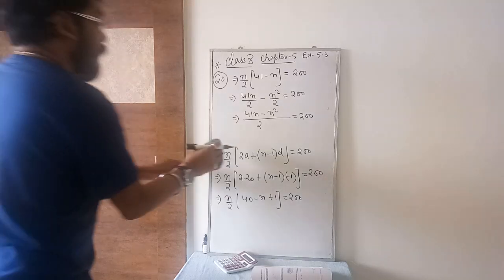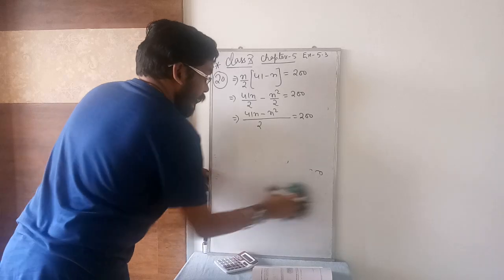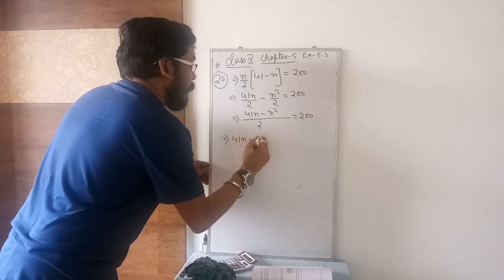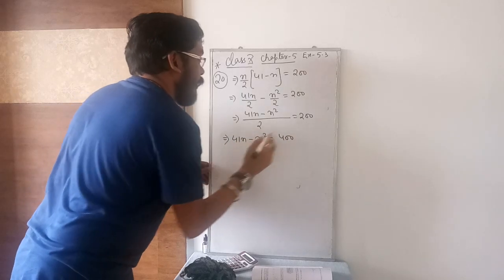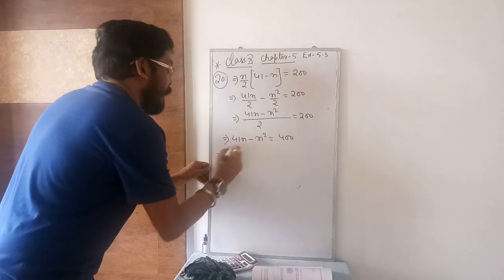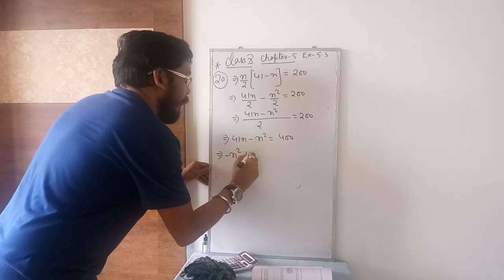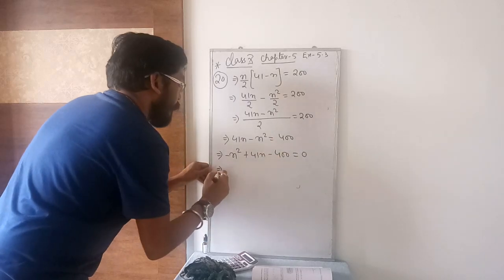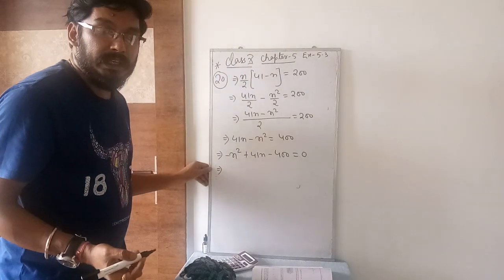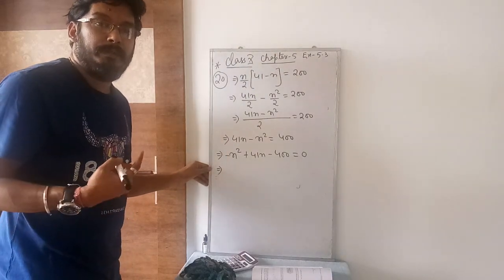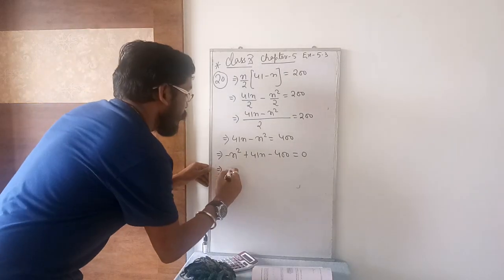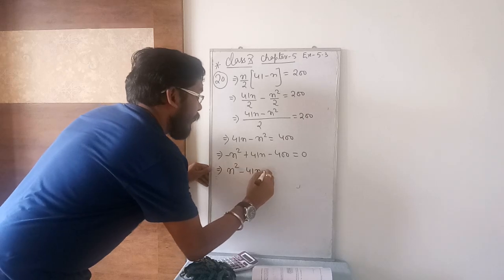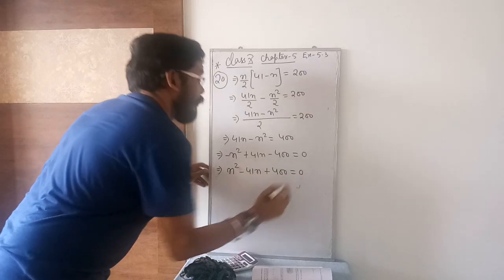Now I'll cross multiply it. So if I cross multiply it, it will be 41n minus n square equal to 400. I will shift everything to the left hand side, the highest power I am adding first: n square plus 41n minus 400 equal to 0. The first term is negative, so as I have said earlier also, if the first term is negative, multiply left and right both by minus to make it positive. n square minus 41n plus 400 equal to 0.